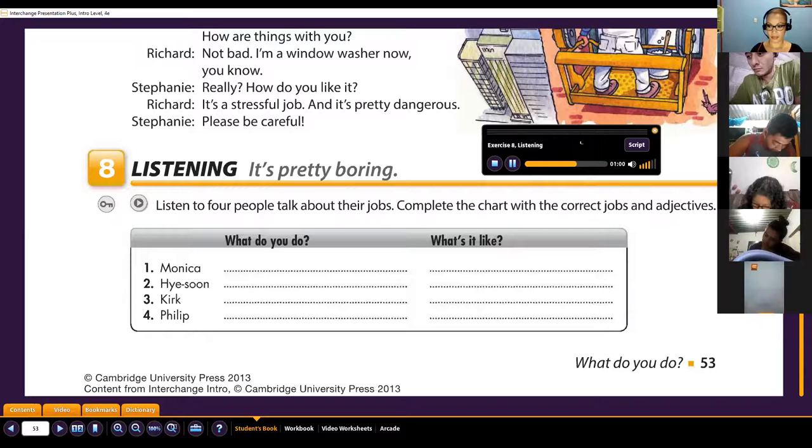3. Where do you work, Kirk? At a store. Oh. Are you a salesperson or a cashier? No, actually, I'm a security guard. Really? How do you like it? It's pretty boring. I don't like it very much.